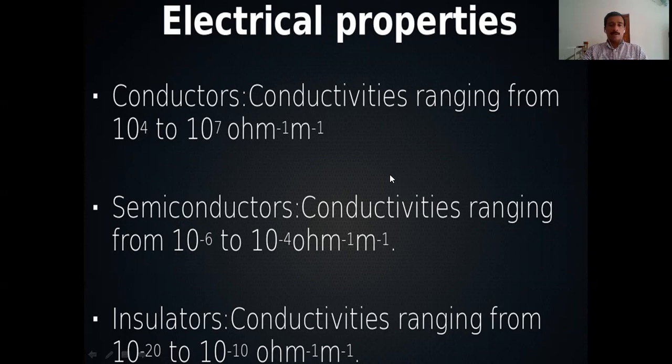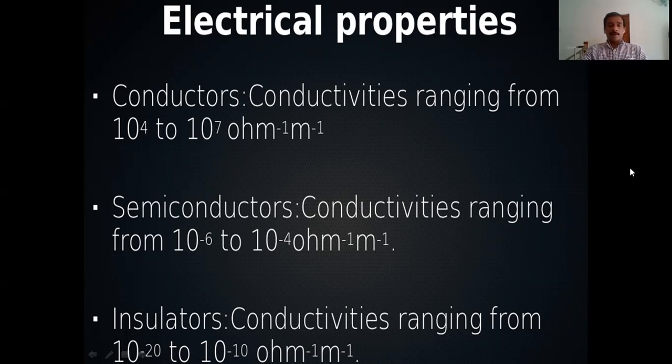Conductors have conductivities ranging from 10^4 to 10^7 ohm^-1 meter^-1. In the case of semiconductors, conductivity ranges from 10^-6 to 10^-4 ohm^-1 meter^-1. In the case of insulators, conductivity ranges from 10^-20 to 10^-10 ohm^-1 meter^-1.